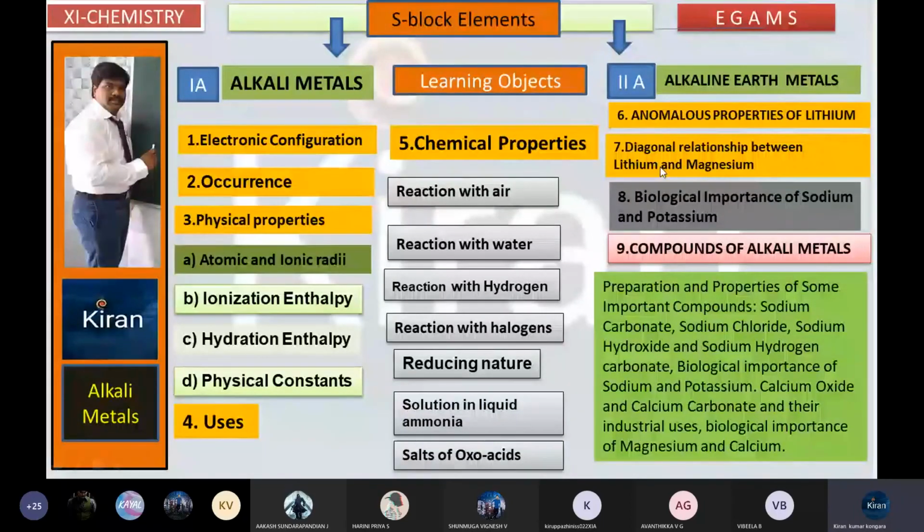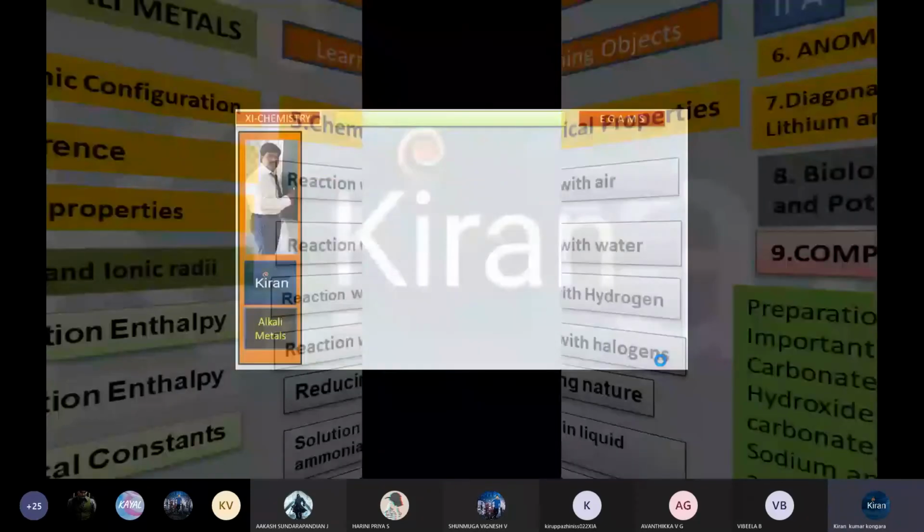In the 2020-21 syllabus, the biological importance of sodium and potassium is not there, and compounds of alkali metals are also not there. So up to 7 only we are going to learn. We'll see one by one.